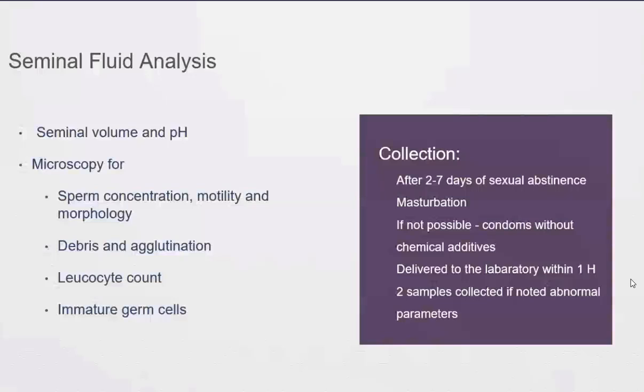So how do we instruct the patient to collect the seminal fluid? We ask them to refrain from sexual activity, usually about 2 to 3 days. The seminal fluid is collected via masturbation. If it's not possible, the patient is advised to use condoms without chemical additives. The sample should be delivered to the lab within 1 hour of collection. If you have an abnormal sample, you need to get another sample, which is at least 2 months apart, because the whole spermatogenesis process, as I said, takes about 64 days.